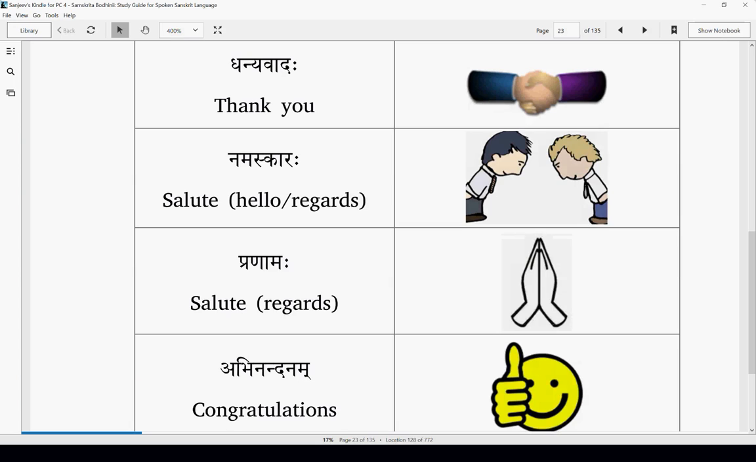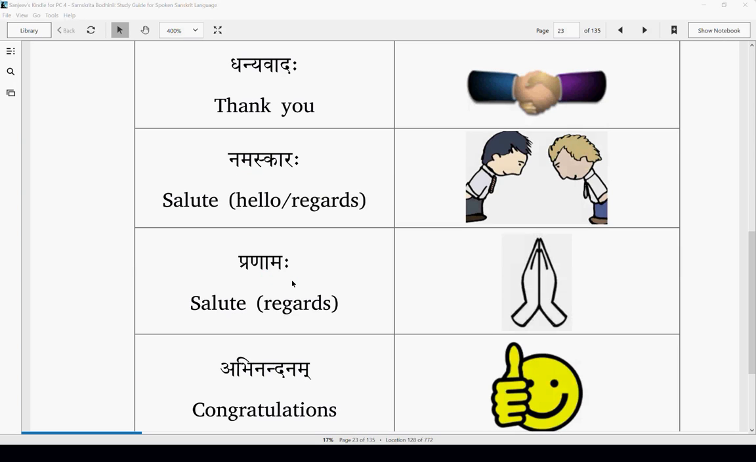Then we have pranamah. This is also bowing only, because if you keenly observe, there is a nama here, the word, and there is also something called nama here. Nama is like bowing down. Namaskara, pranamah.